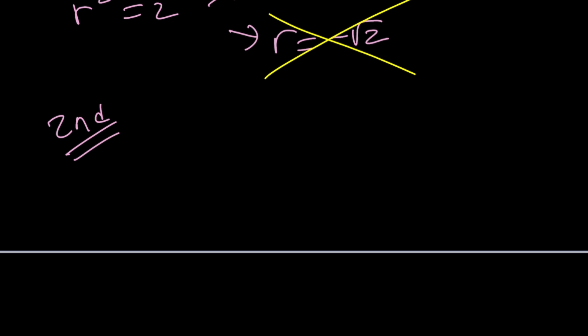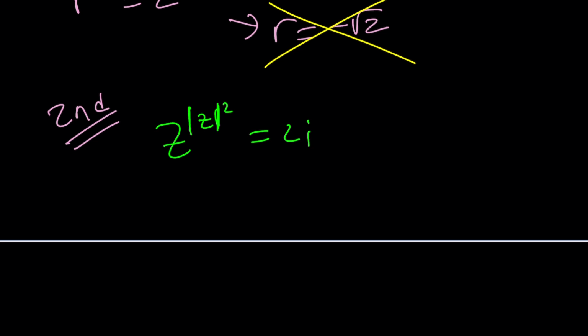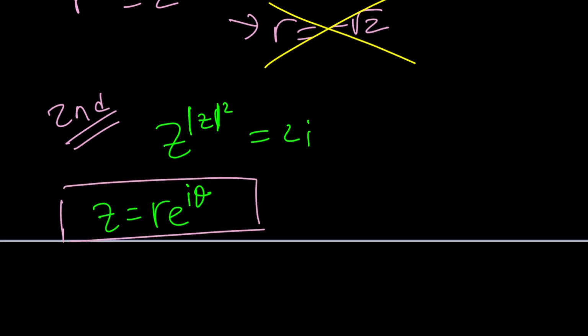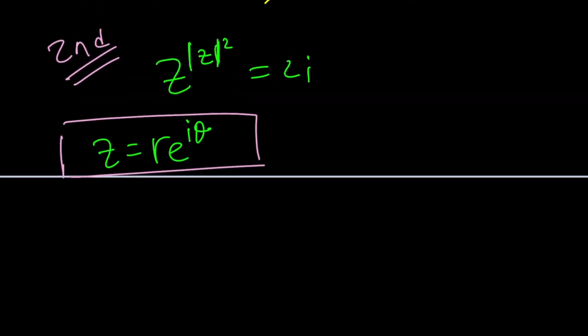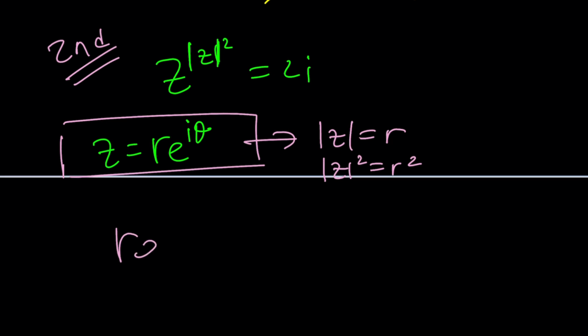Okay, so we have z to the power absolute value of z squared equals 2i. I hope I don't forget to tell you how I came up with this. But anyways, why don't we just use the polar form directly, like replace z with r e to the i theta. Notice this is going to be nice and much more compact. Of course, from here, absolute value z equals r. Absolute value of z squared will be r squared. So we get the following. r e to the i theta to the power r squared equals 2i.